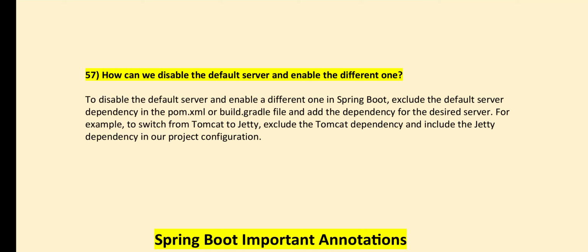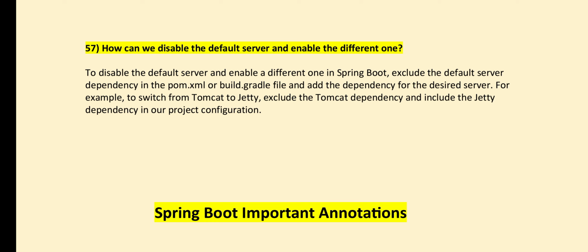How can we disable the default server and enable a different one? To disable the default server and enable a different one in Spring Boot, exclude the default server dependency in the pom.xml and add a dependency for the desired server. For example, to switch from Tomcat to Jetty, exclude the Tomcat dependency and include the Jetty dependency in our project configurations.